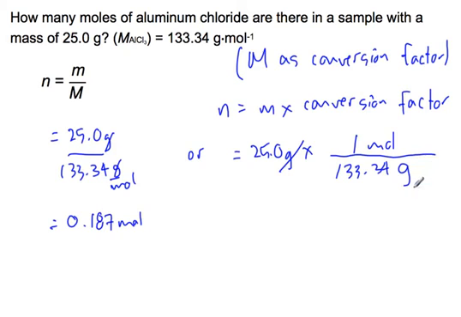And if you notice, the units cancel out, grams are gone, and we're left with mole on top, which is good. And the math is the same, 25 divided by 133.34, so it's going to be the same, 0.187 moles. And notice we have 3 significant digits because of our given mass, 25.0 grams, so 3 sig figs. Don't forget about watching sig figs.